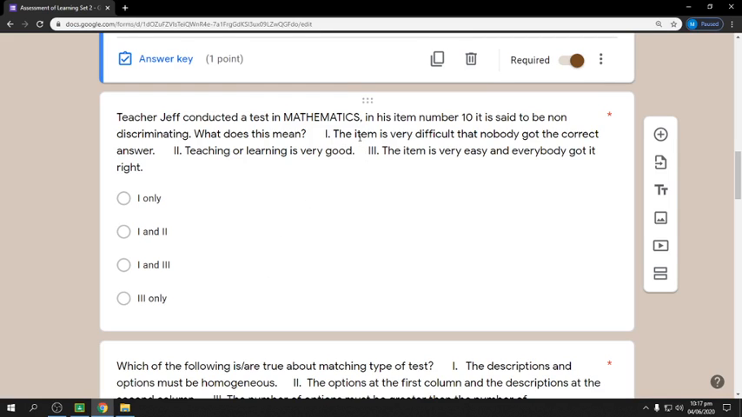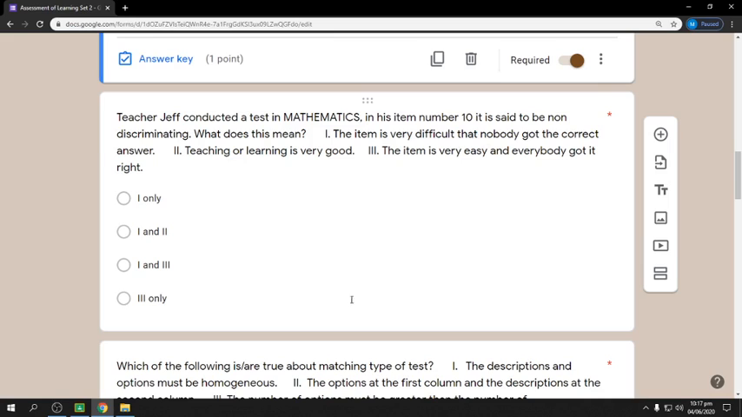The first one is the item is very difficult that nobody got the correct answer. So we're saying that this is already correct. And then 2, teaching or learning is very good. 3, the item is very easy and everybody got it right. So 3 seems to be the opposite of the first one, because the first option says it's very difficult that nobody got it, but the third one says it's very easy and everybody got it right.